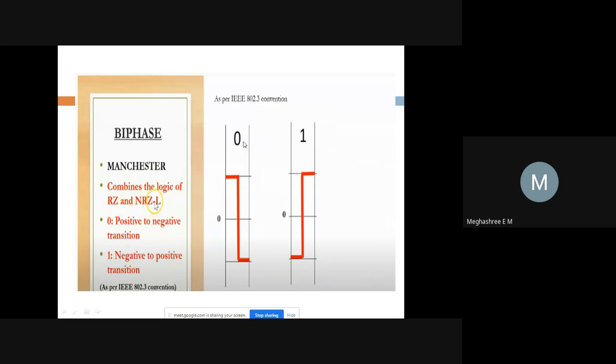Next, when it comes to data bit 1, it is from negative to positive. That means there is a transition in the middle of the bit. It follows both the logic of RZ and NRZ-L. There should be a transition in the middle of the bit, and when the given data bit is 0, the transition is from the positive to negative side. When the given data bit is 1, the transition should be from negative to positive side.